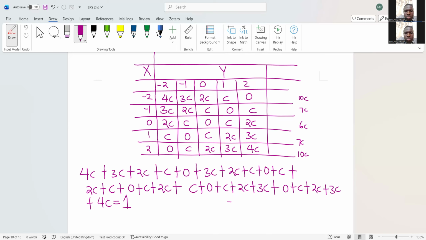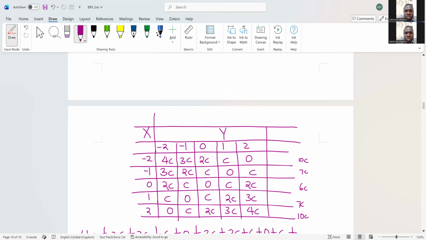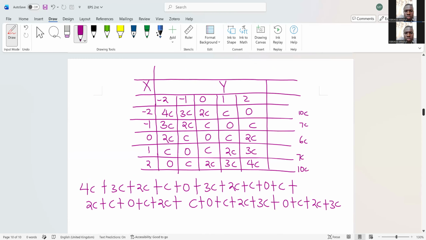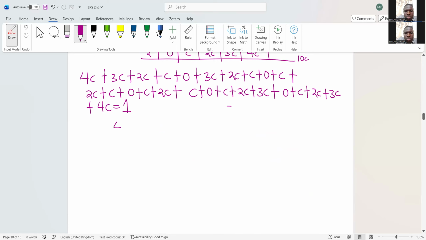So 10 plus 7, that is 17, plus 6, that is 23, plus 7, that is 30, plus 10, that is 40. Therefore, here we have 40C equals a 1. So this should imply that the value of C is 1 over 40, like that.